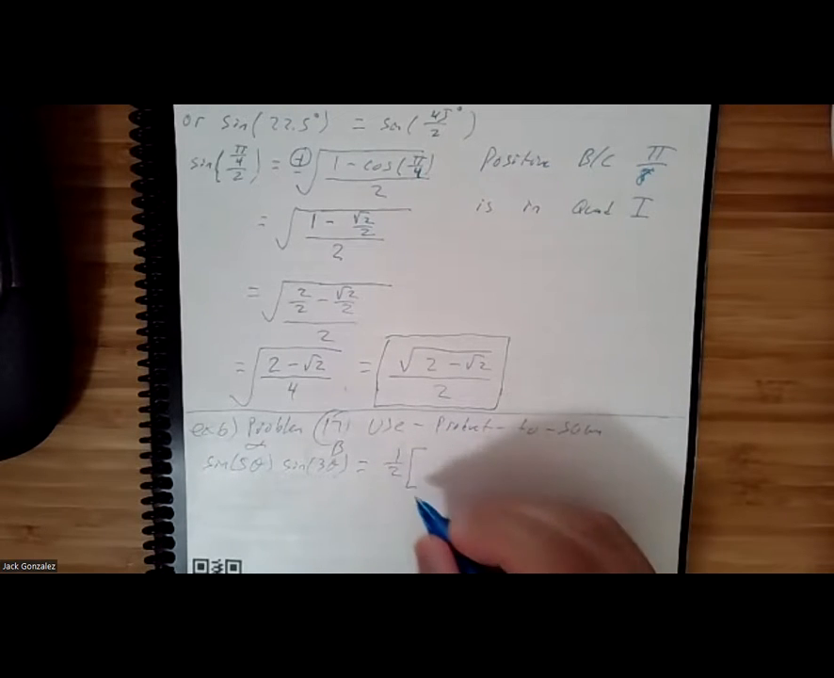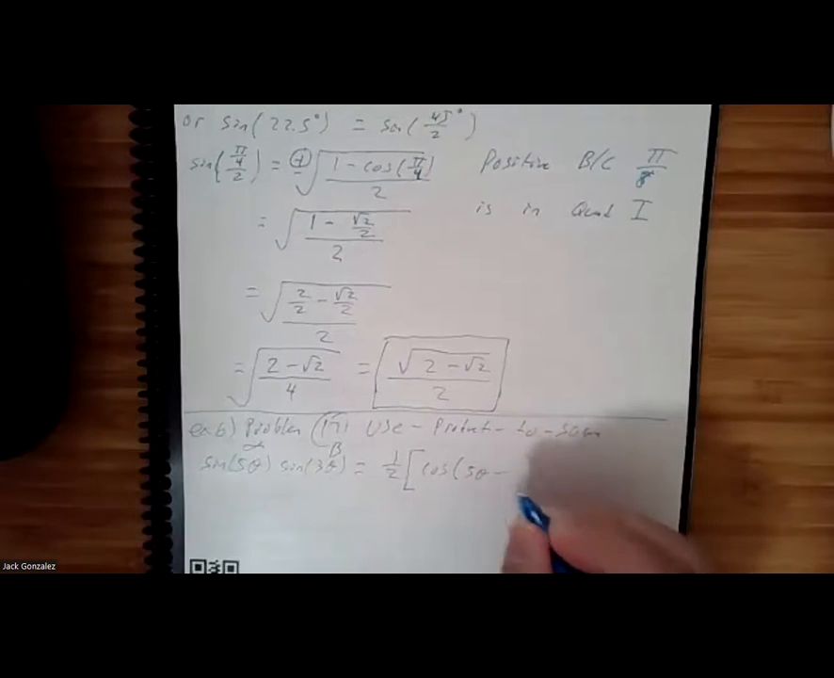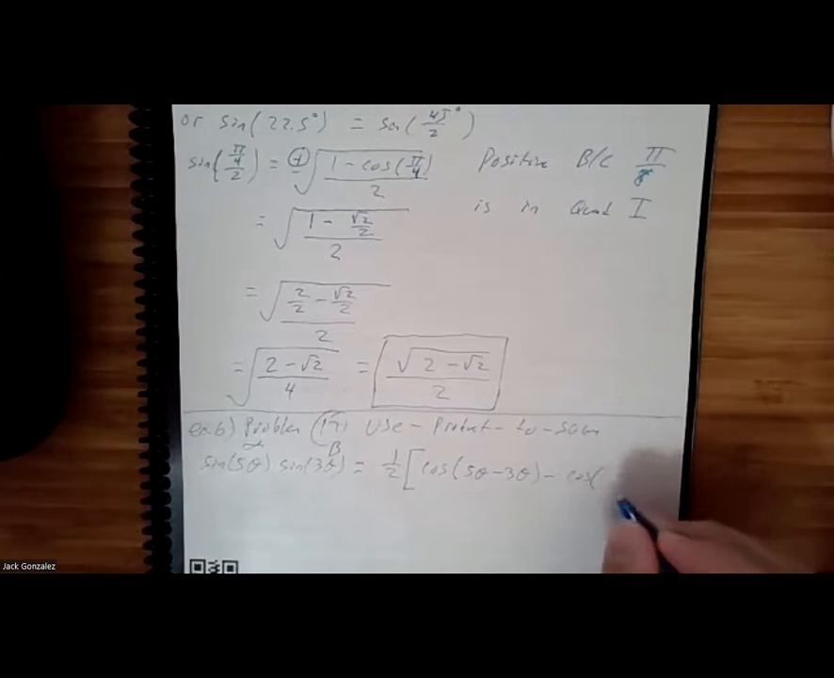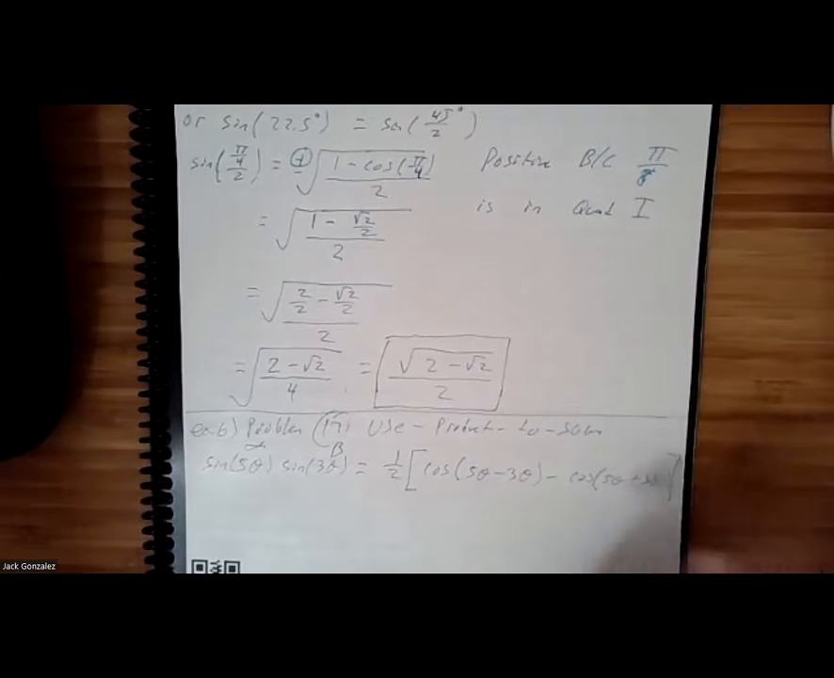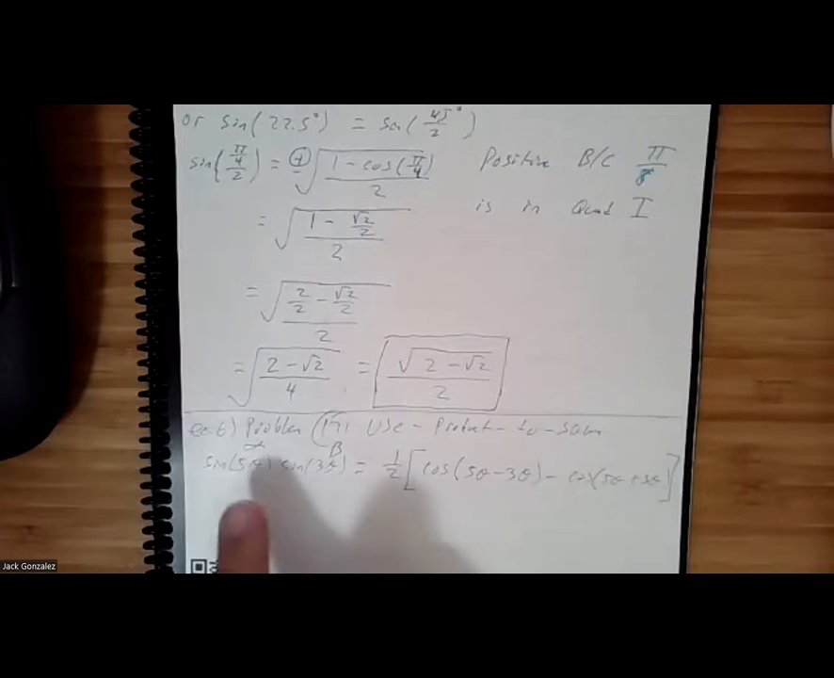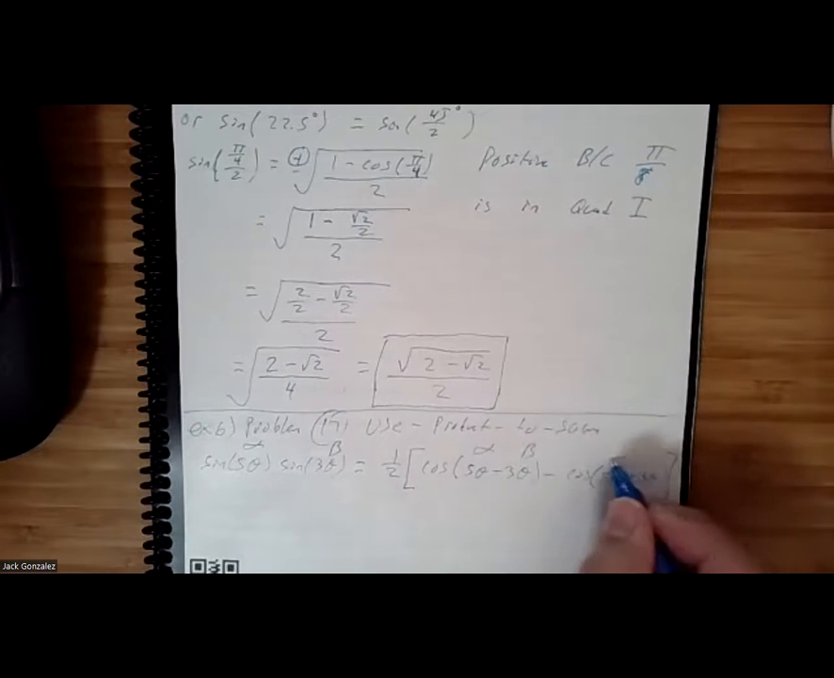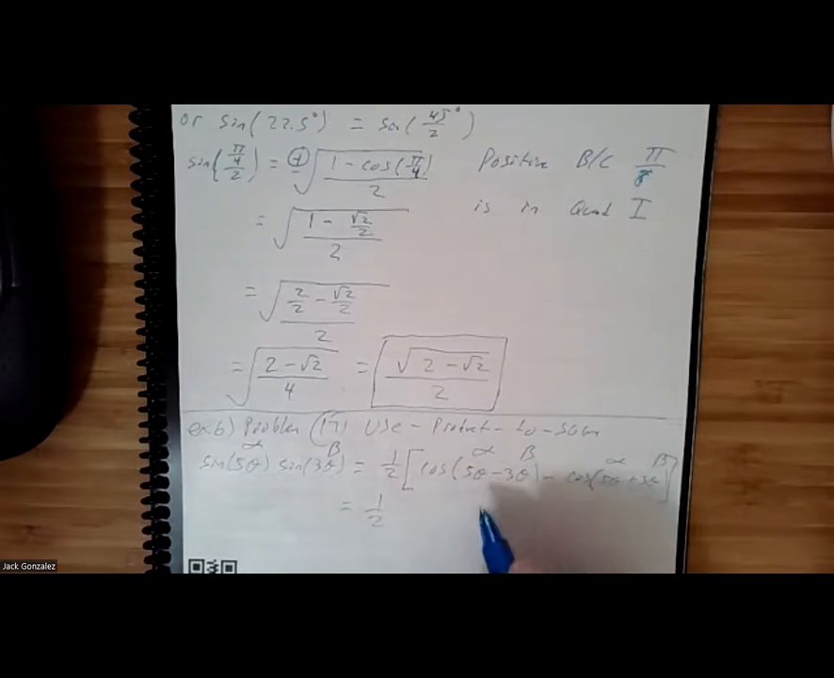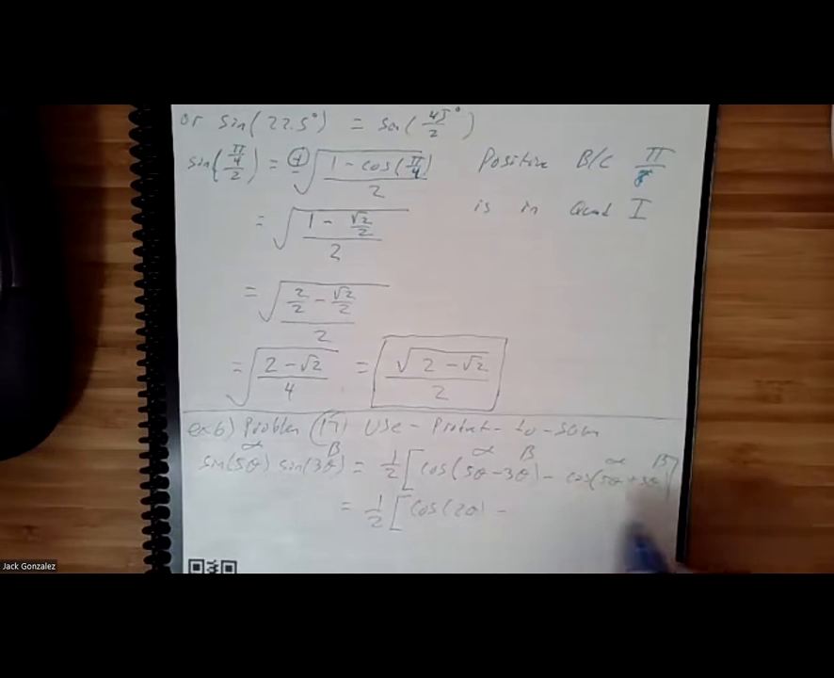1/2 times cosine of 5 theta minus 3 theta minus cosine of 5 theta plus 3 theta. So this is coming from the formula on the first page of notes, right? You have a sine and a sine, you use this one. This is the alpha, beta, alpha, beta. And that's it. That'll be 1/2 cosine of 5 minus 3, which is 2, minus cosine of 5 plus 3, cosine of 8.